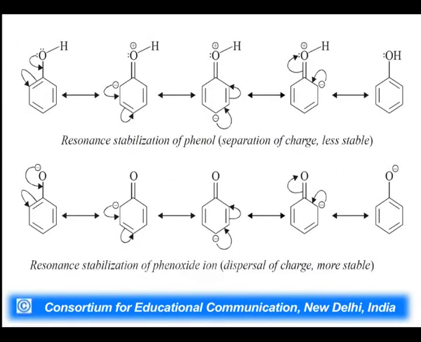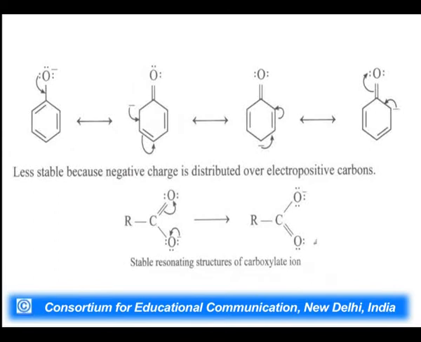Now, if we have to compare at the same time the acidity of phenol with a carboxylic acid, what we will do here is, again, we will discuss the stability of the conjugate bases. Because please remember, if the base is weak, the acid will be strong. And now in this case, what we find is, although phenol has more resonating structures, here the negative charge is present on an electropositive atom.